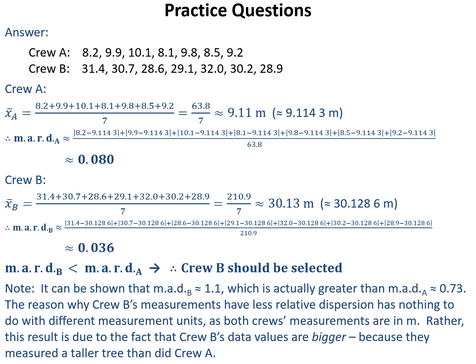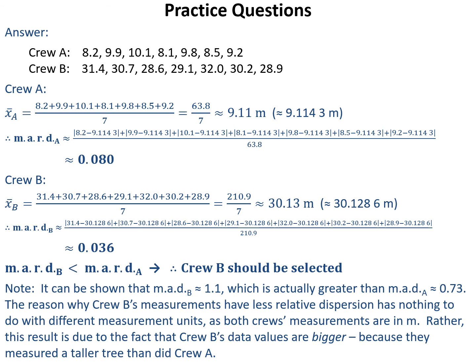So then when we calculate the MARD, we, in both cases, take the sum of the absolute values of the deviations and divide by the sample mean just calculated. So we end up getting, for crew A, the MARD works out to be rounded to 0.080, and for crew B, the MARD rounds to 0.036. And then we note here that the MARD for crew B is smaller than the MARD for crew A. Therefore, we conclude that crew B should be selected.